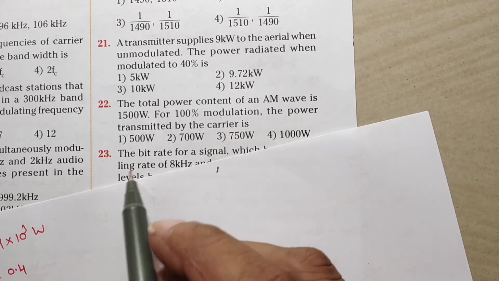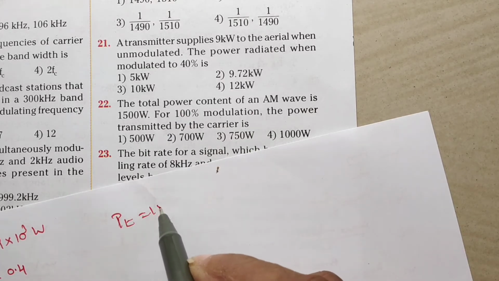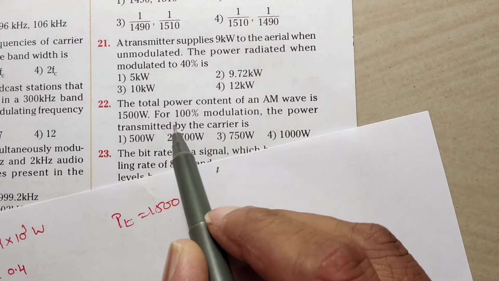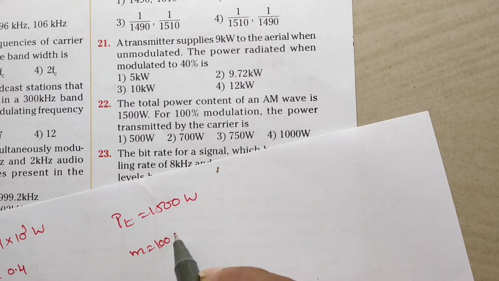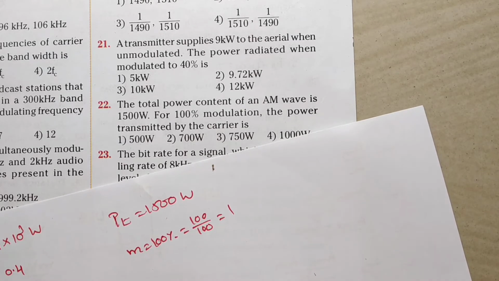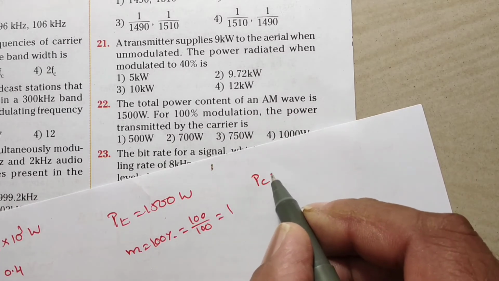The total power PT they have given is 1500 watts for 100% modulation. That means the M value is 100%, which means 100 by 100, so we get 1. The power transmitted by the carrier, that means the PC value, we have to find.